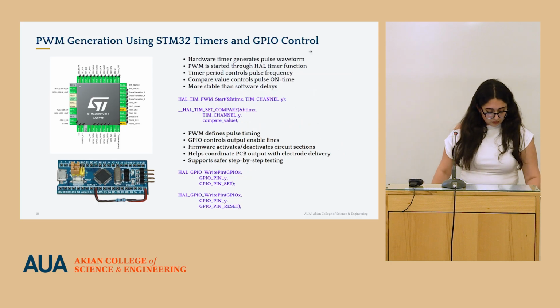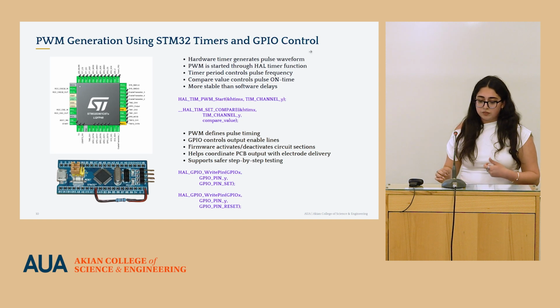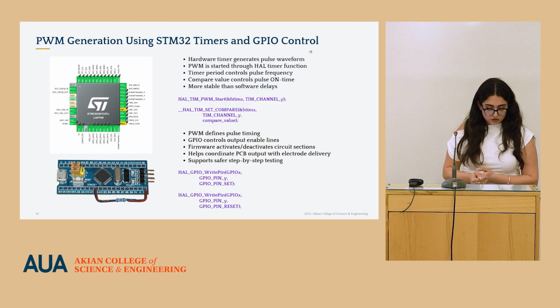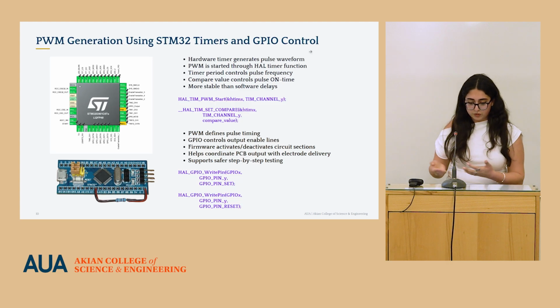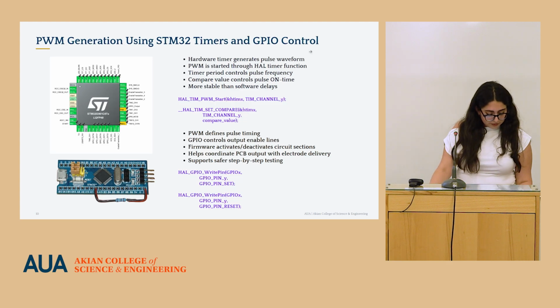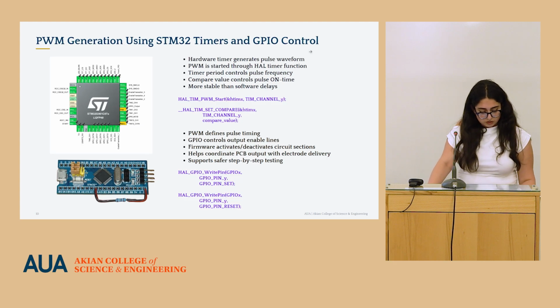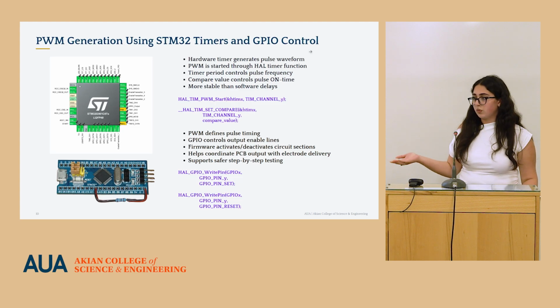For the PWM generation that I used with STM32, I mostly worked with hardware timers, because they generate pulse waveforms, and pulse width modulation is started through the HAL timer function. In my project, pulse width modulation was generated using STM32, and the main idea is to get the frequency that we wanted.